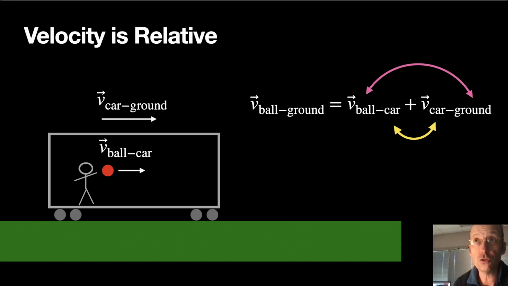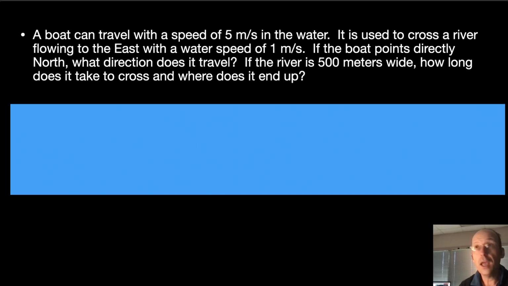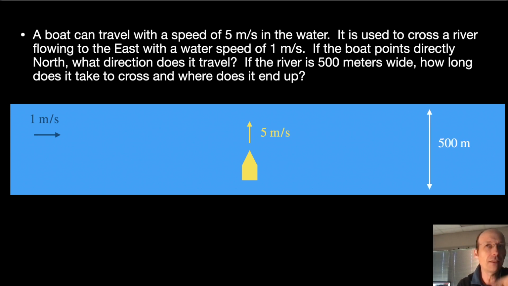Let's use our new tool for a different problem. Again, I have a whole bunch of stuff here. We have water moving at, the water is 1 meter per second. I said 1 meter per second. The boat's moving at 5 meters per second, and it's aimed directly across. So that's kind of a hard thing to say, right? But we'll get there. And the river is 500 meters wide.